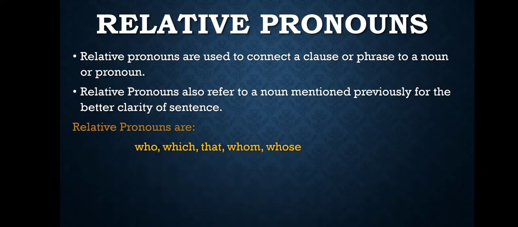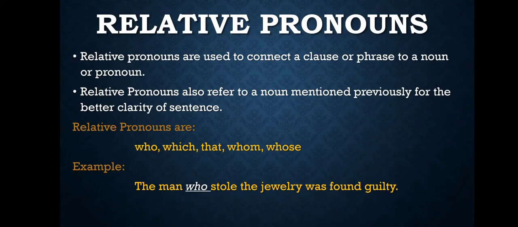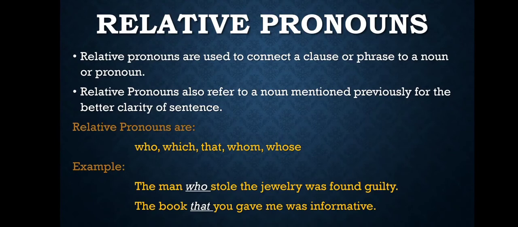First of all, have an eye on these relative pronouns. The relative pronouns in English grammar are who, which, that, whom, and whose. We can use them in a sentence like this: the man who stole the jewelry was found guilty. Here, who gives us a clear understanding about the noun man, which has been mentioned previously.